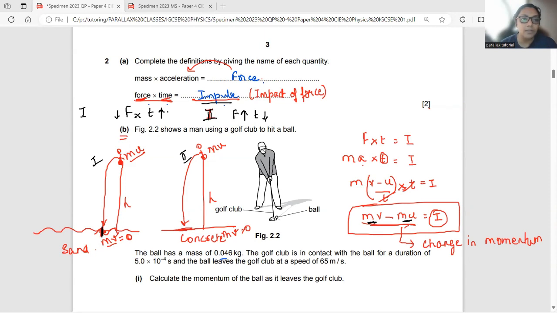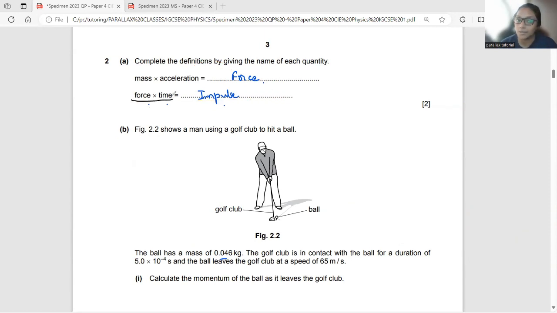And these are the formulae. One is force into time. The other one is mv minus mu, which is change in momentum. However, we don't generally use the kg meter per second as the unit for impulse. We use Newton second because it's force into time. That's how it's defined. The SI unit is Newton second, and kg meter per second is used for momentum, right?